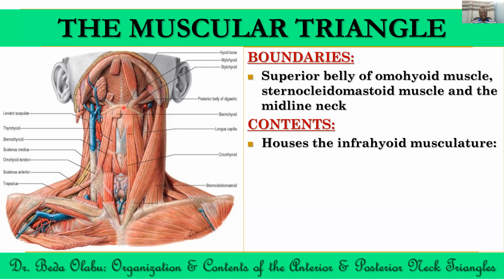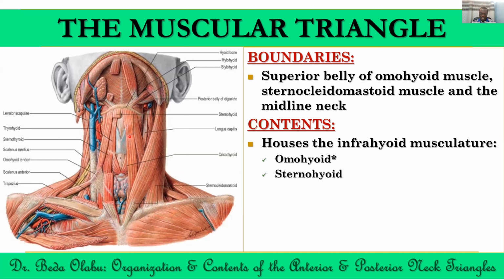They are responsible for moving the hyoid bone downwards, but they also move the larynx either down or up. 4 muscles belong to this category of infrahyoid muscles, so the strap muscles. You have the omohyoid muscle. Remember, omohyoid muscle is also a boundary of the muscular triangle. We have the sternohyoid muscle. That one comes from the sternum to the hyoid. Now, those 2 are termed the superficial infrahyoid muscles.